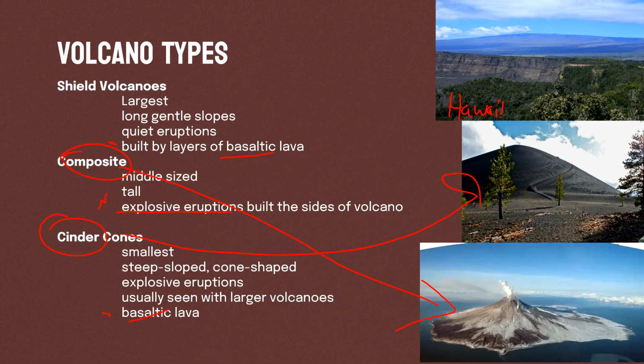And then the last type of volcano is the smallest, and it's called a cinder cone. These have really steep sides, but they're normally pretty evenly sloped. They're not convex or concave. They have explosive eruptions, and these are normally seen along with another larger volcano. And they also have basaltic magma.